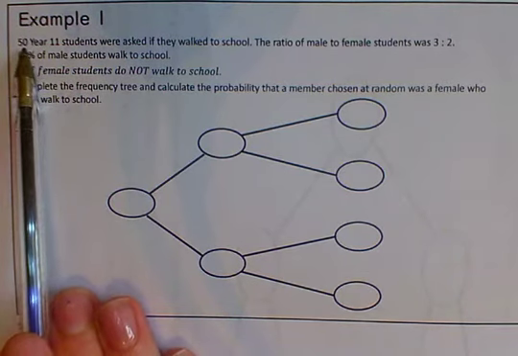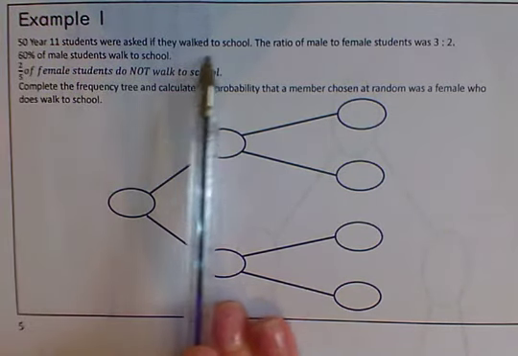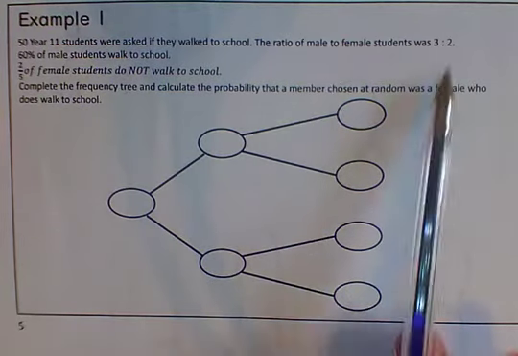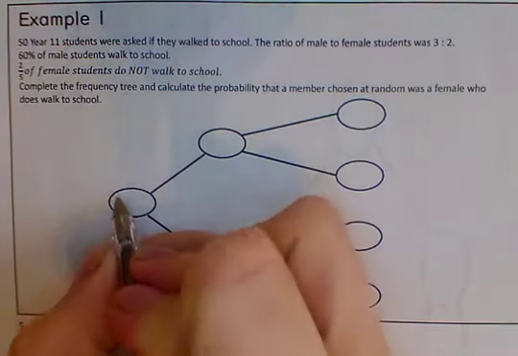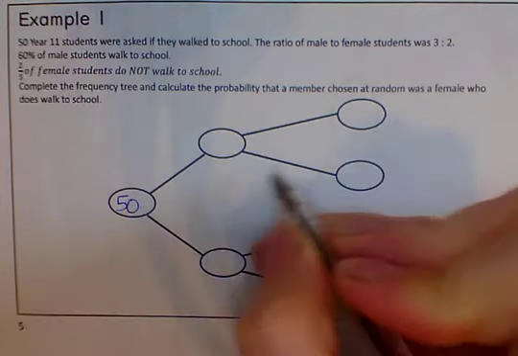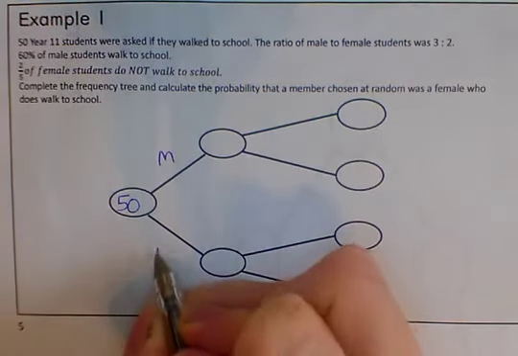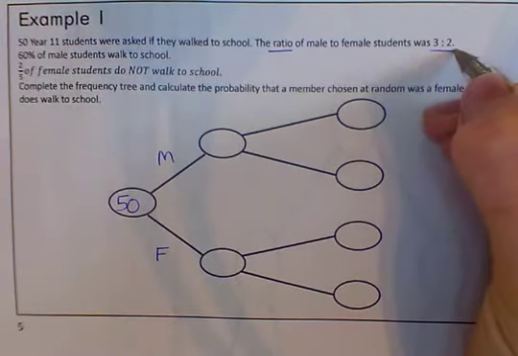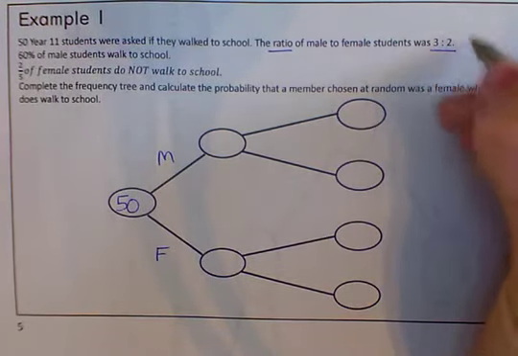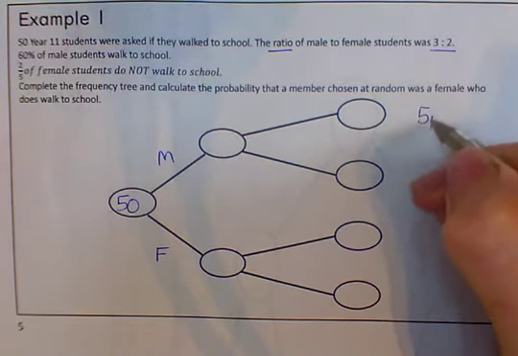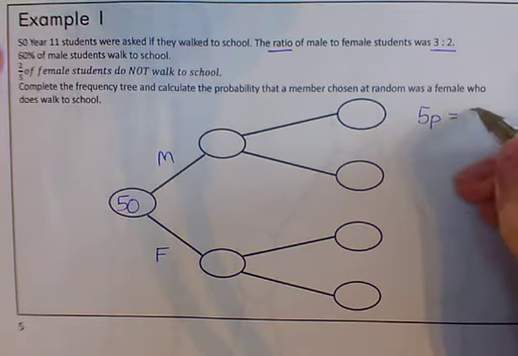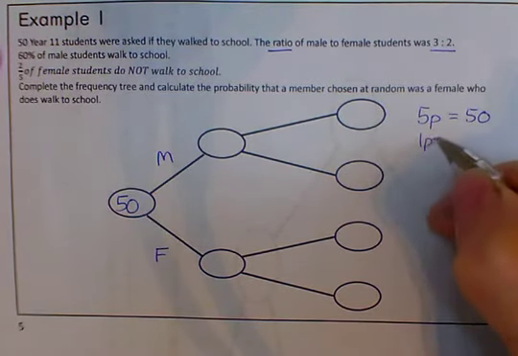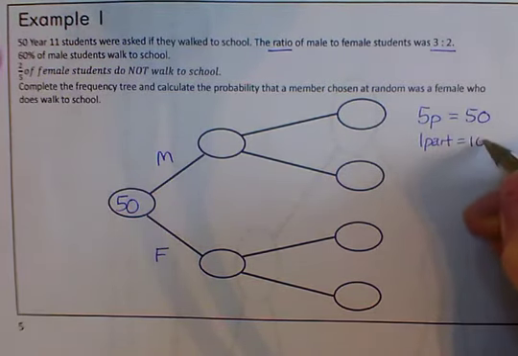So example 1. 50 Year 11 students were asked if they walked to school. The ratio of male to female students was 3:2. So my total is 50 and I've got male students and female students. Now the ratio is 3:2. So in total I've got 5 parts in my ratio and that is equal to 50 students. So one part of my ratio is equal to 10.